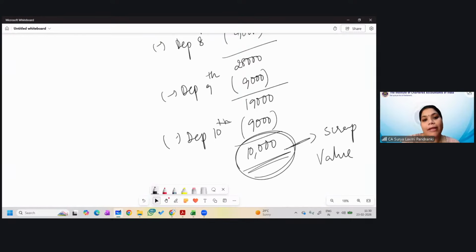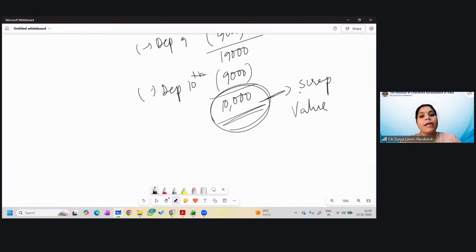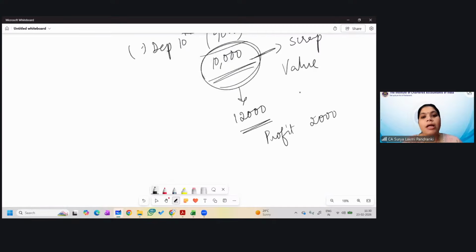So now what will happen at the end of 10 years? If you are selling this machinery, suppose I sold this machinery for 12,000, then what will happen? You have in your books of accounts the value of your asset as only 10,000, but you sold it for 12,000, which means it is a profit of 2,000. Yes, you have a gain of 2,000. Suppose you sell it for some 5,000, then it is a loss of 5,000.